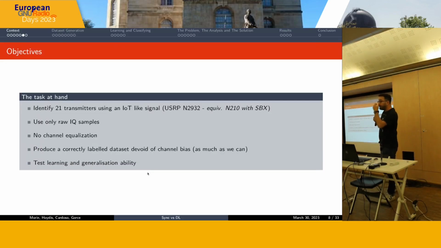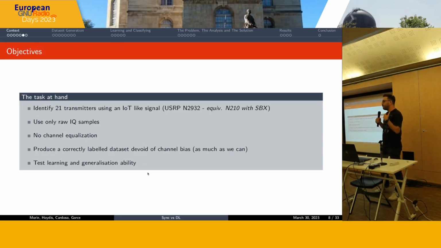Okay, so what do we want to do in the end? We're using the CorteXlab room, which contains 40 radios. I'm going to show it in one of the next slides. Out of these 40 radios, we want to identify 21 of them, which are USRPs. Those are USRP N2932s, which are equivalent to N210s with SBX daughter boards. And we want to do that based fully and solely on IQ samples. So no equalization, no synchronization whatsoever, just raw IQ samples coming directly from the radios.